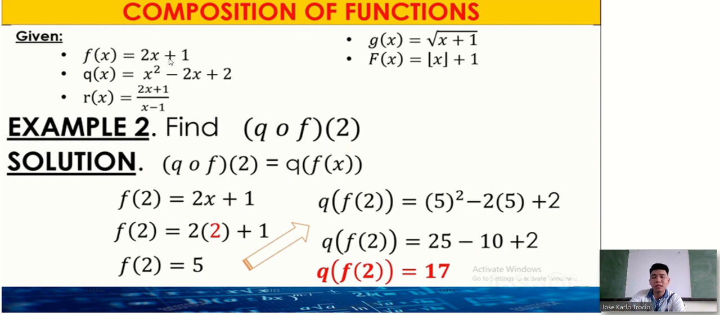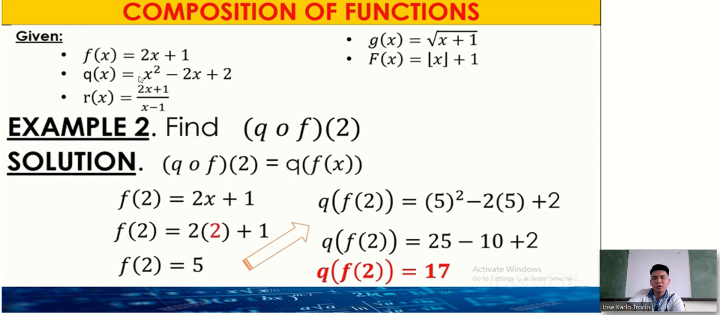The same process that we did in evaluating functions, just substitute 2 in every x that you can see in the function, 2x plus 1. So f of 2 is equal to 2x plus 1, substitute 2 here, so it becomes 2 times 2, that is 4 plus 1, that is 5. And then since you have now the value of f of 2, you can now proceed substituting the value of f of 2 to q. So this time q is x squared minus 2x plus 2.